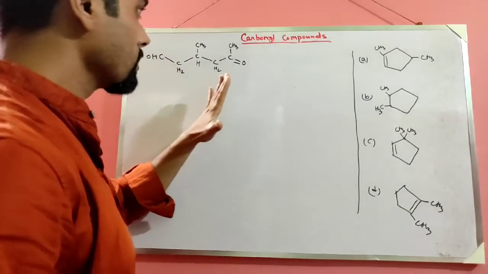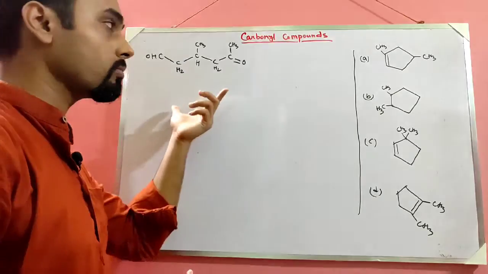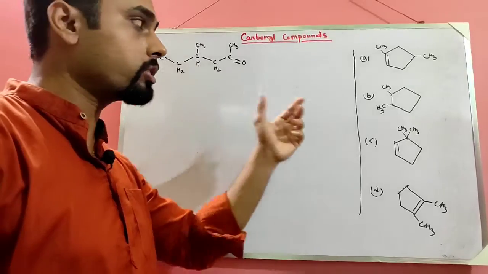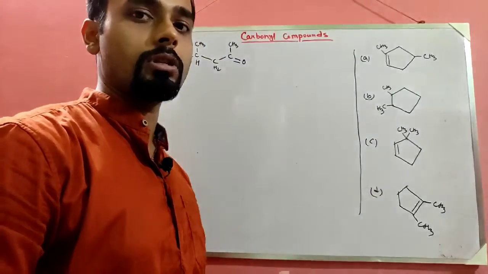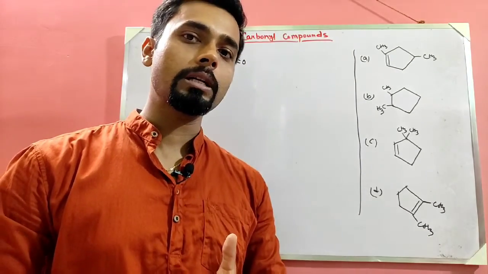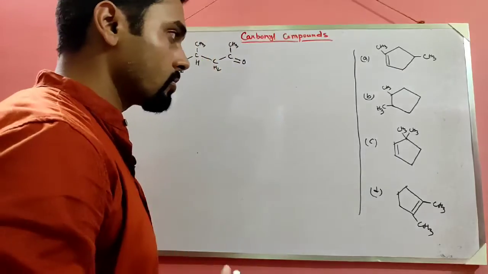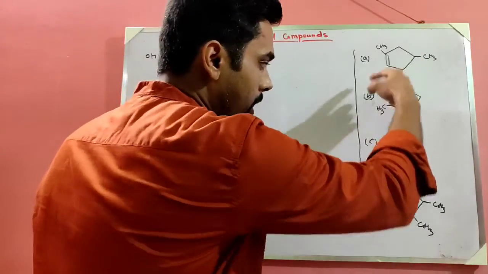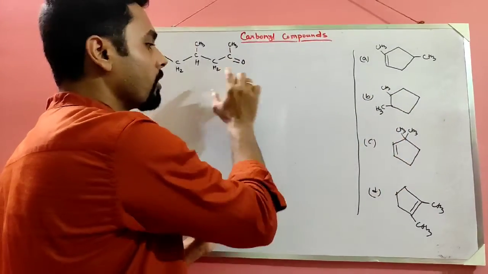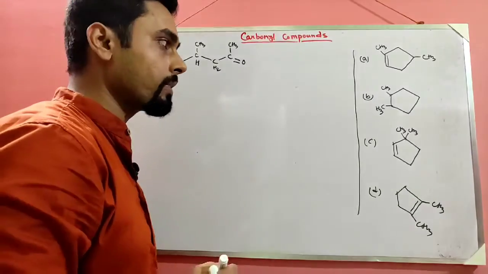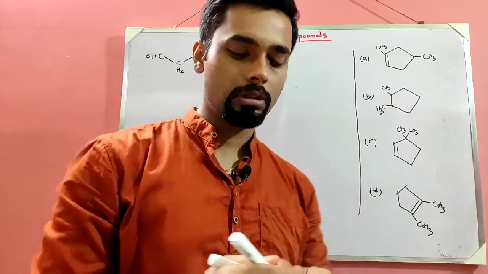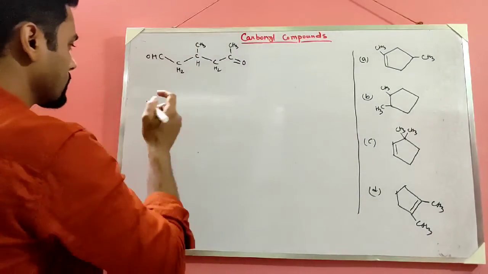First question is, a single compound with the formula given here is obtainable from which of the following four compounds after ozonolysis. Okay, so you have to read the question properly and understand it. Among these four compounds, which one gives this compound after ozonolysis. Before starting it, you have to know about the ozonolysis reaction. So I will discuss shortly about the ozonolysis reaction.